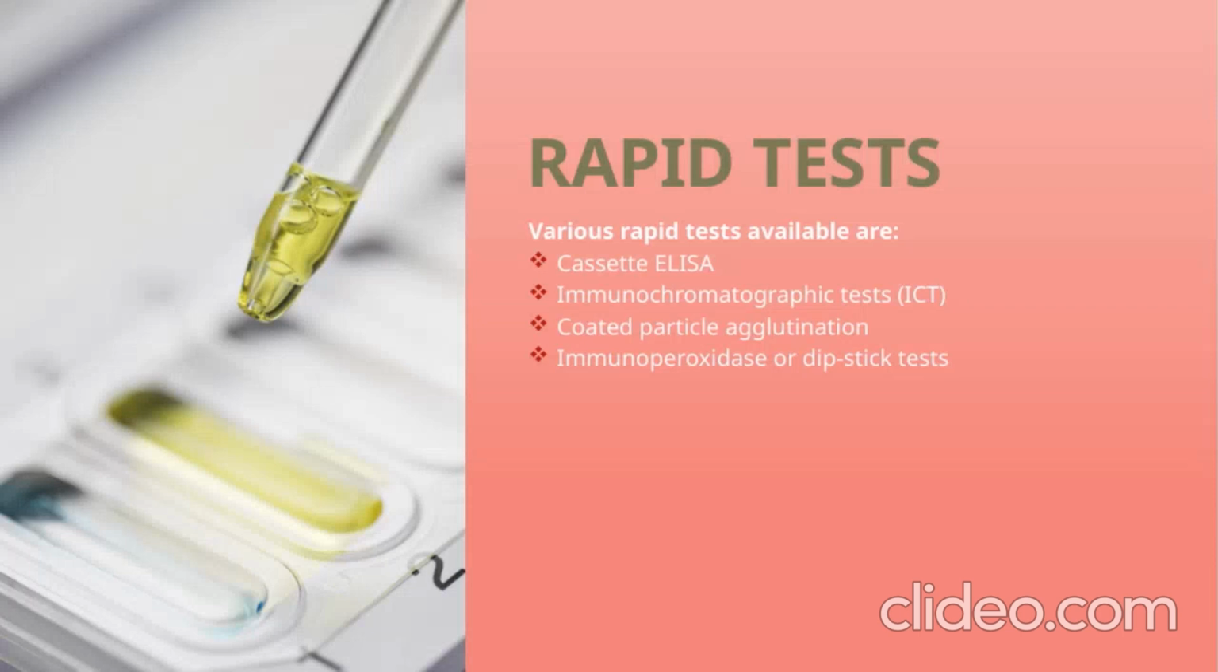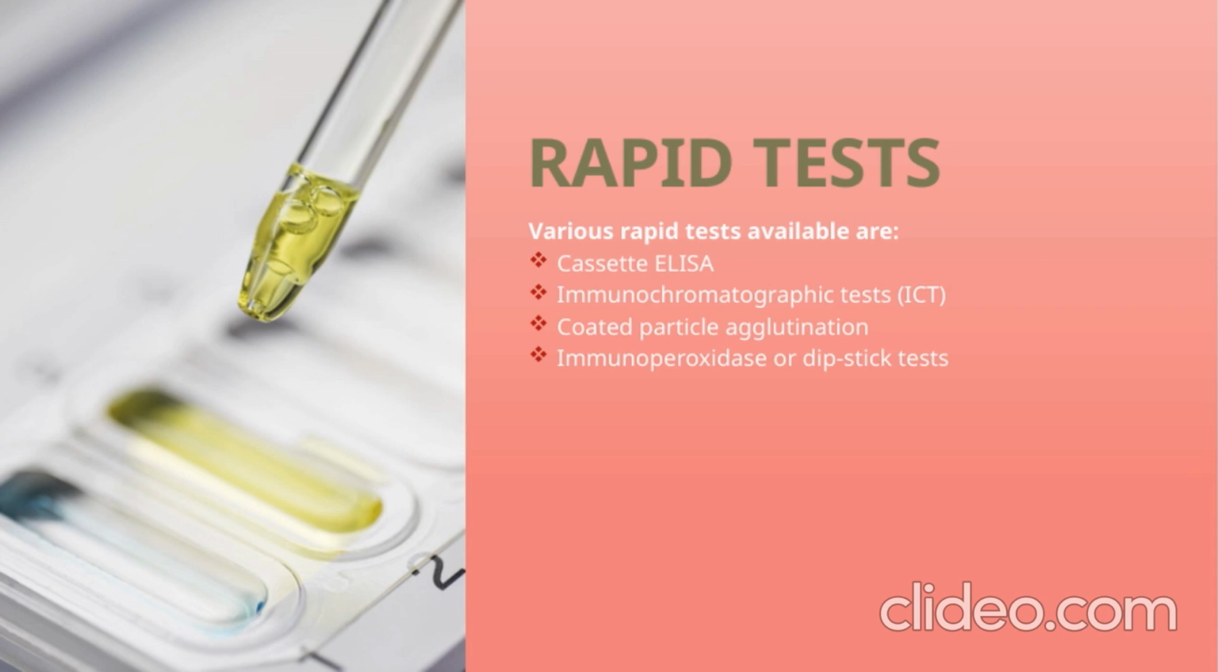Now, let's take a look at some of the various rapid tests available today. First up, we have the cassette ELISA, which is a simplified, quick version of the traditional ELISA test, providing faster results without sacrificing accuracy. Then, there are the immunochromatographic tests, or ICTs, which are commonly used because they are easy to perform and give rapid, visual results. Think of them as the little strips you might have seen in clinics.